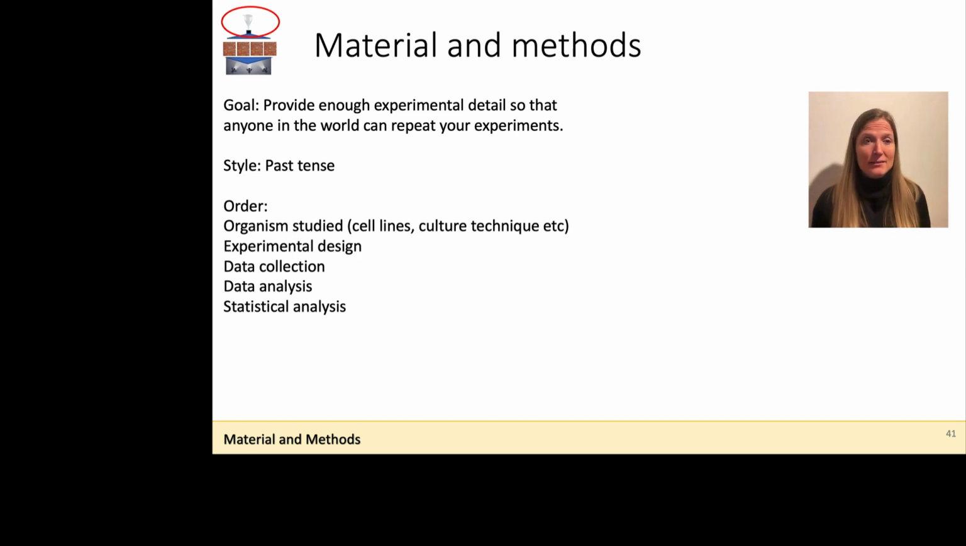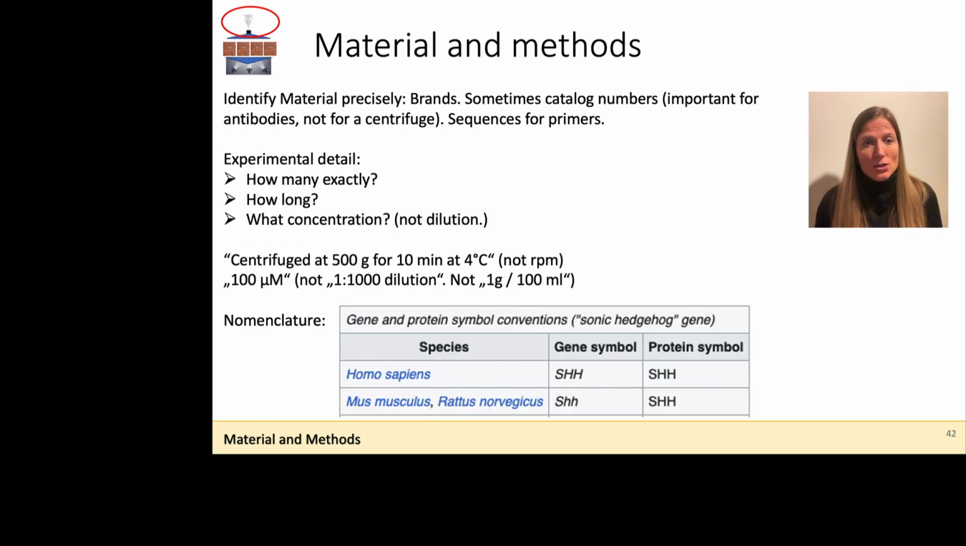In the materials and methods, the goal is really to provide enough experimental detail so that anyone in the world can repeat your experiments. It goes from an organism studied, a cell line, a culture technique, etc., to an experimental design. Then you explain the data collection, data analysis, and then the statistical analysis. You identify material precisely, name some brands. This again comes with practice. Which information do we need?